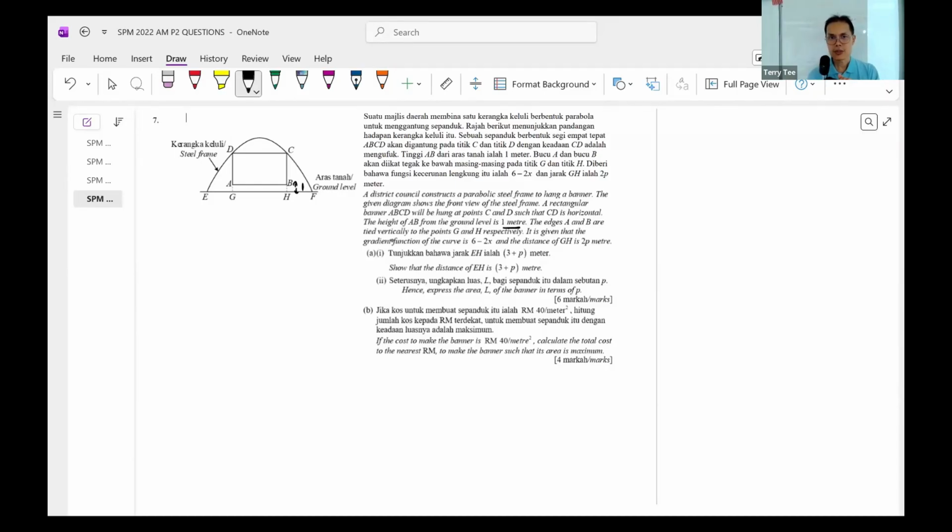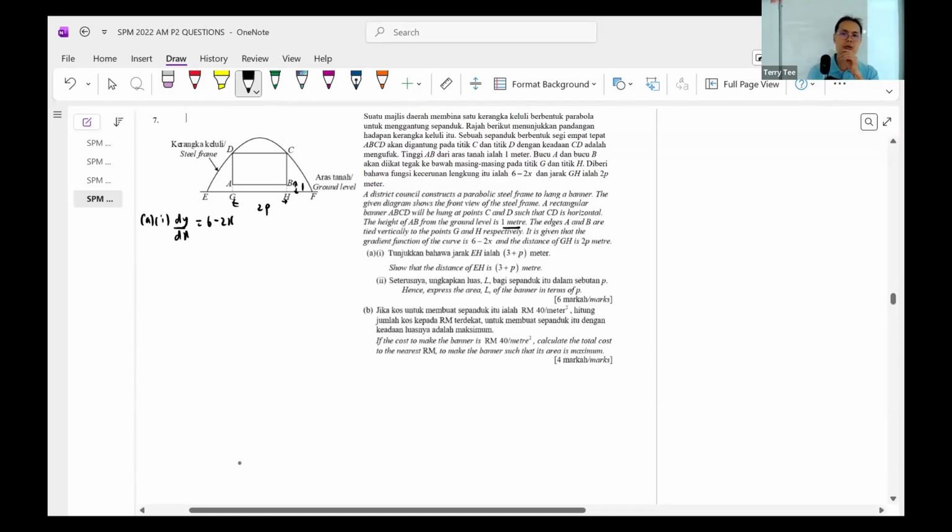Okay, the edges AB are vertical at points G and H, right? So it is given a gradient function of the curve. Okay, gradient function is what? Gradient function is your dy dx. So your dy dx is 6 minus 2x, okay? All right, and the distance GH is 2p. GH is 2p, so this is 2p meters. All right, show that the distance EH is 3 plus p.